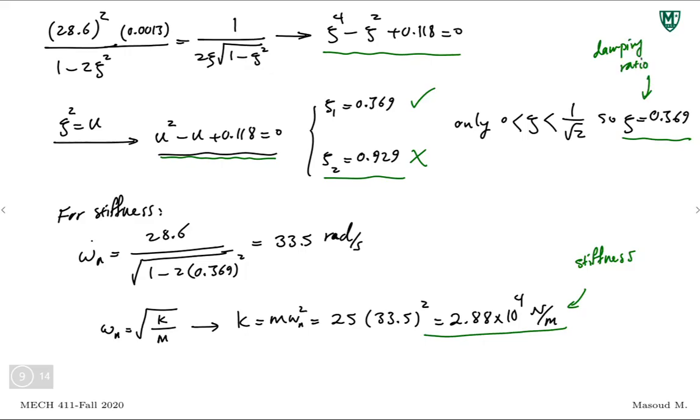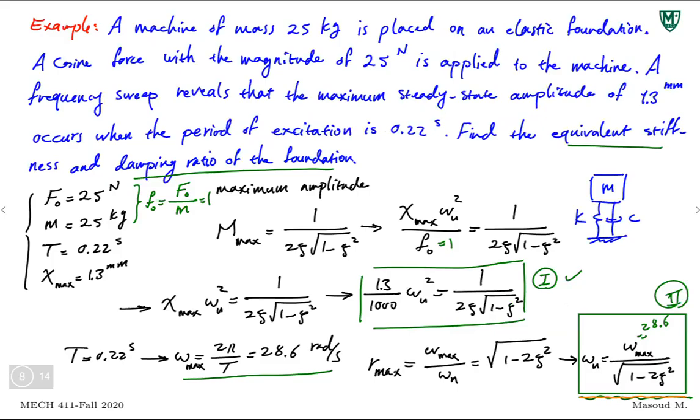So what happened here is that by running an experiment on this machine sitting on this foundation, I got enough information by just observing the results that now I can replace this whole system with a spring mass damper and do whatever I want to do. If I want to model this behavior, I can use these values for stiffness and damping ratio and find the system response for any given external force.